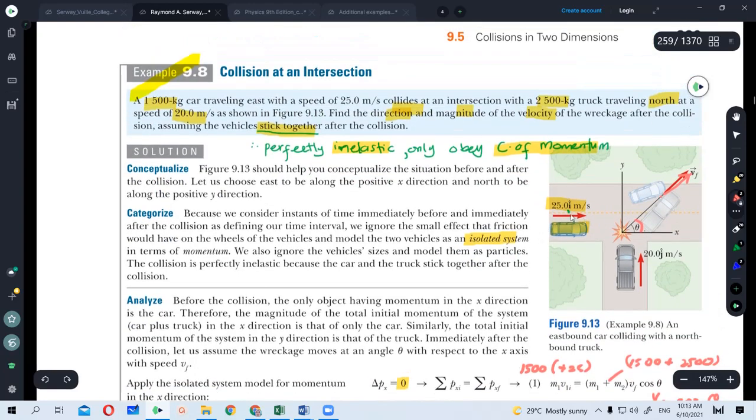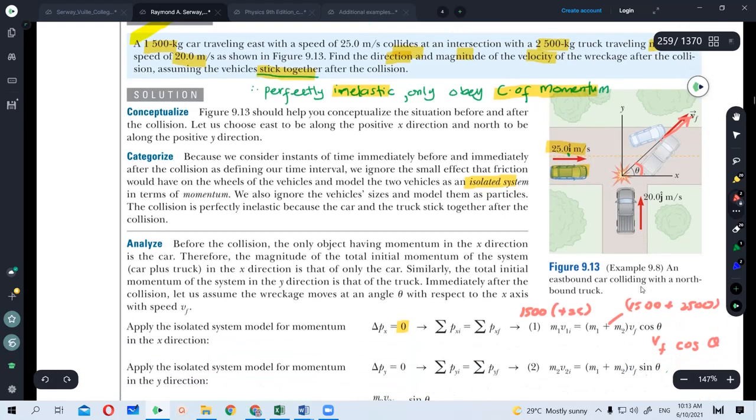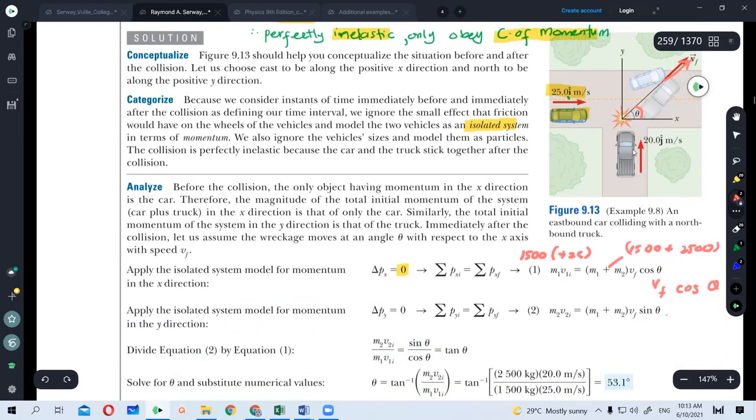Now what about in the y direction? Look closely at the figure. The car is in the x direction and the truck is in the y direction. That's the reason why for the truck it is 2500 times 20, because this is in the direction of positive y. Now on the right-hand side, same as above, 1500 plus 2500, multiplied by v times sine of the unknown theta.